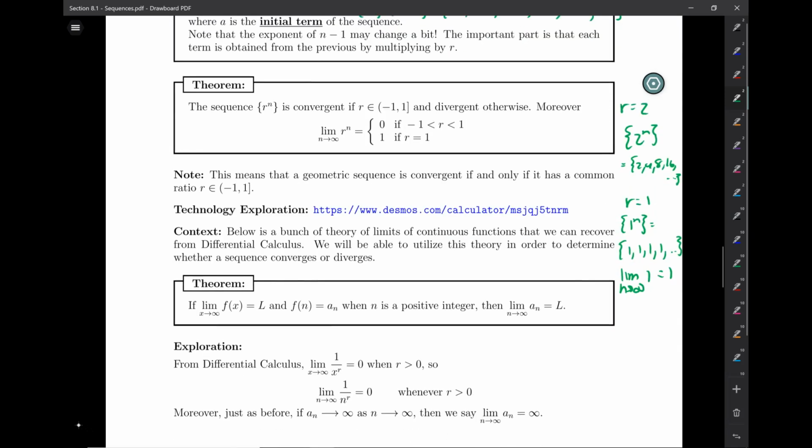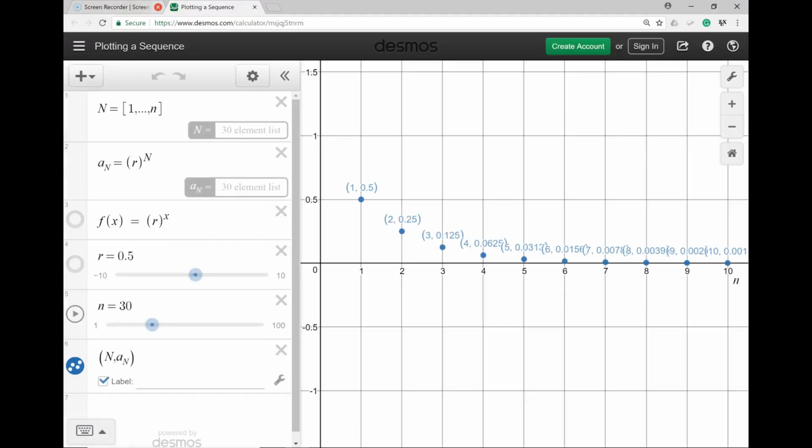Let's take a look at an exploration here. I have a link to a Desmos applet. Okay, so here we can explore some different r values, and we see our starting point is r being 0.5, which is 1/2. And so notice that currently the graph of this sequence ends up converging. The terms of the sequence are getting closer and closer to 0.